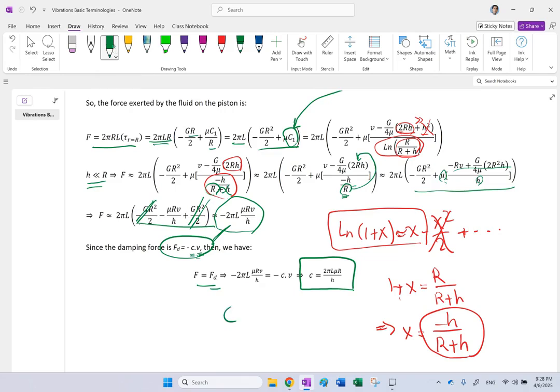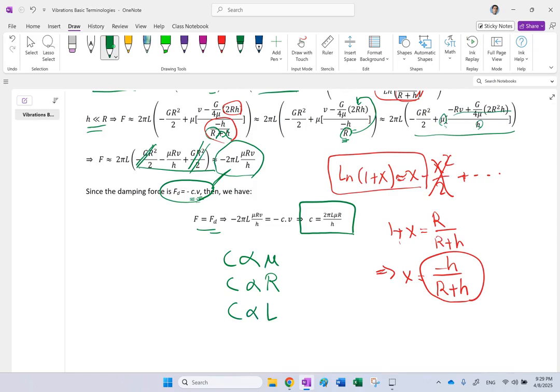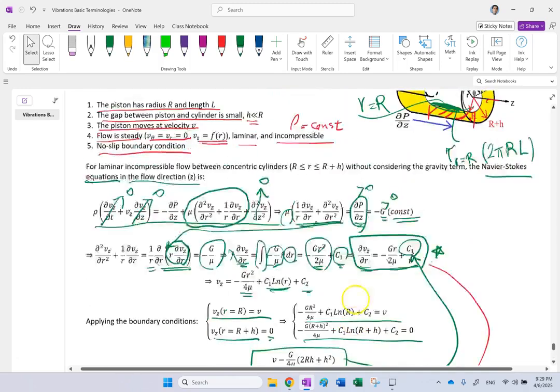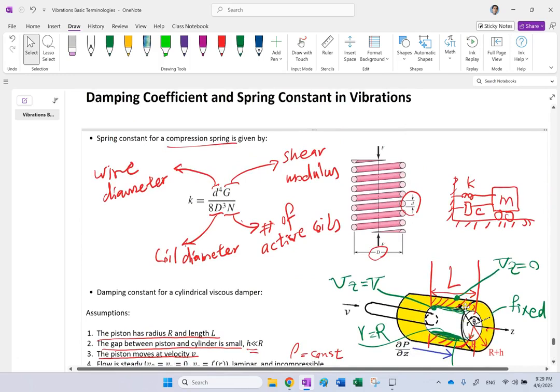And as you can see, C is proportional to mu. So the bigger the viscosity, the bigger the C. C is also proportional to R. A bigger piston means a bigger C, and also proportional to L. A longer piston means, linearly proportional, bigger C, and C is proportional to 1 over H. So the smaller the gap, the bigger the C is, okay? So that formula is extremely important and very simple in looking, and we derived everything from the Navier-Stokes equation. So that was a practice for you on your fluid mechanics, basically.